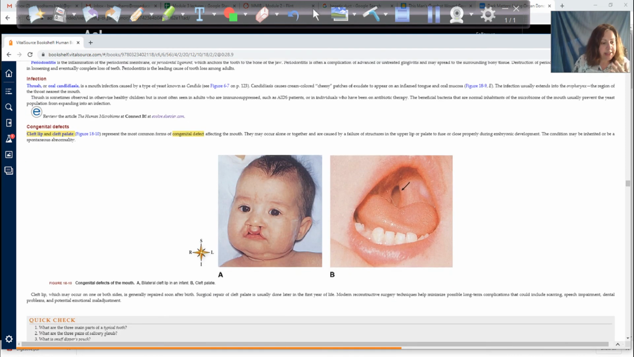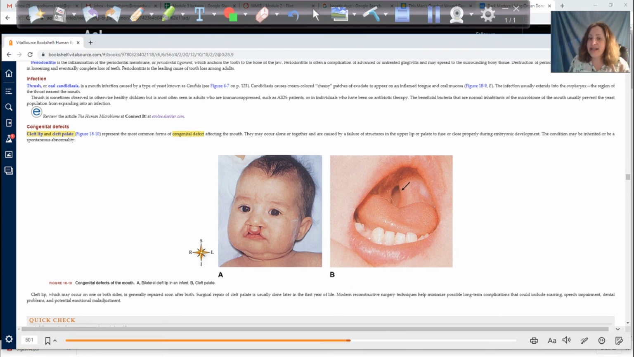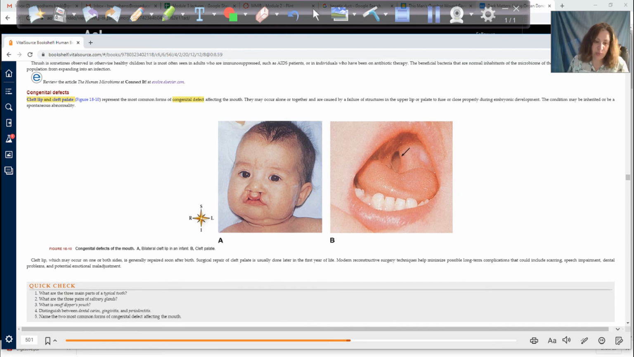The lip one typically doesn't cause issues with that. I mean, it can, but typically it doesn't. These are both things that can be surgically fixed. With the cleft lip, they tend to wait till the baby's a little older, 2 or 3, before they do surgery, but they can certainly do it later. Well, it says 1 in the book.